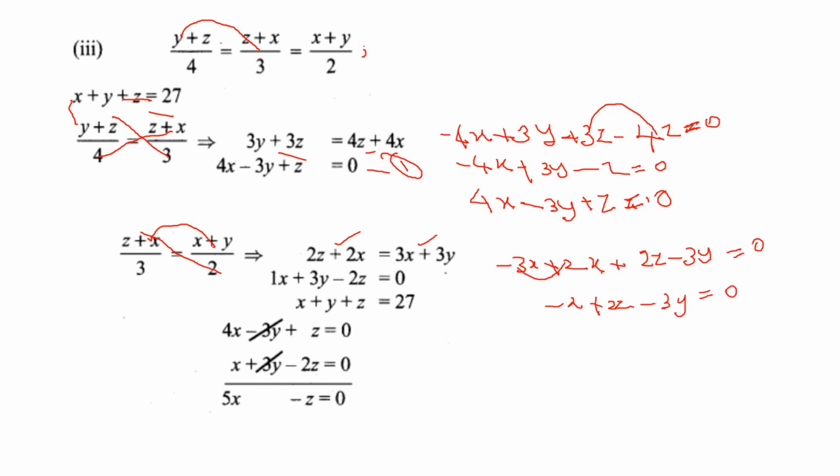Throughout the equation I multiply by minus. So here this is minus x; multiplying by minus means plus x. In standard form: minus into minus, plus x; plus 3y; minus 2z equal to 0. This is our second equation. So the first equation and second equation, add.